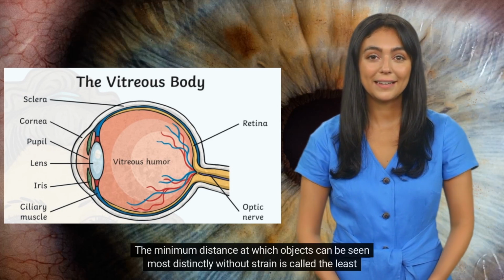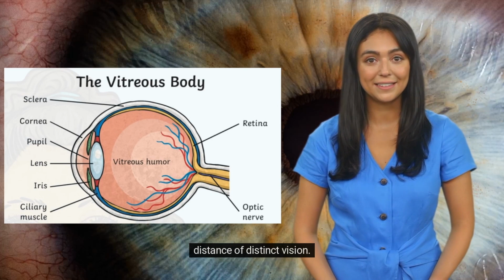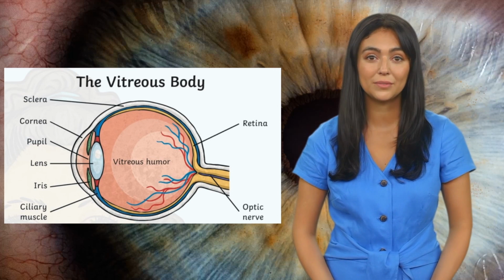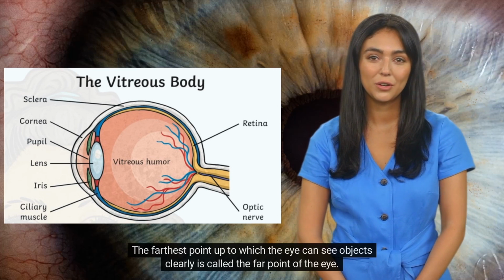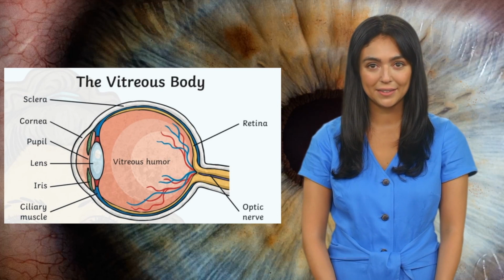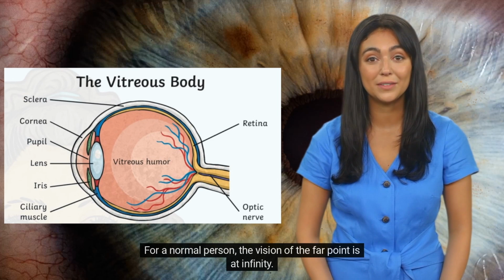Least distance of distinct vision. The minimum distance at which objects can be seen most distinctly without strain is called the least distance of distinct vision. The near point of the eye is 25 cm. Far point. The farthest point up to which the eye can see objects clearly is called the far point of the eye. For a normal person, the far point is at infinity.